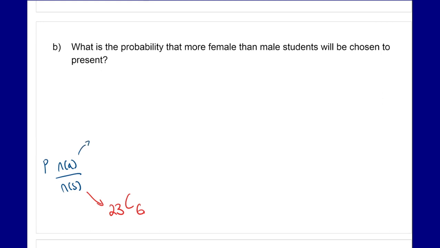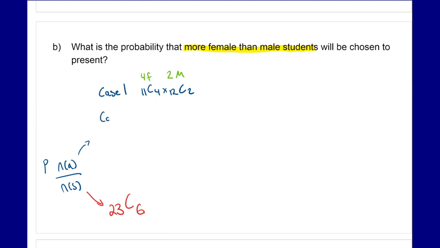Now for the number of successful outcomes, more female than male students. That means a couple things. That means we have multiple cases, because it doesn't specify how many, it just says more female than male. So if we look at case 1, more female than male, so 4 females and then 2 males. Again, we're still choosing 6. So we have 11 females, and we're choosing 4 of them, multiplied by 12 males, choosing 2 of them.